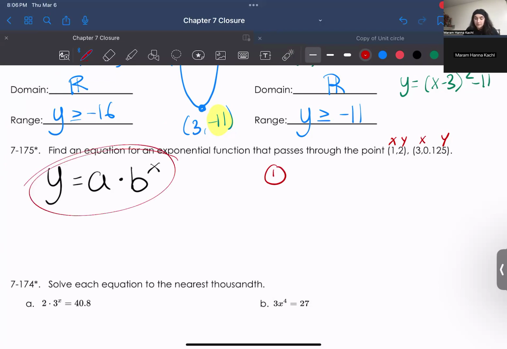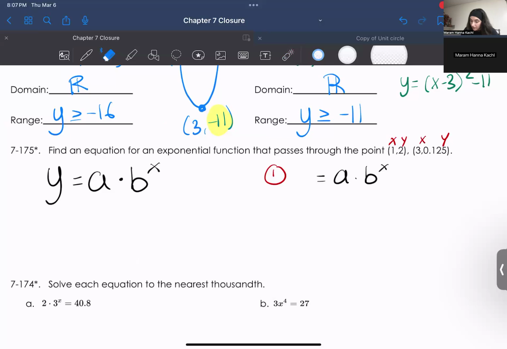Using my y equals a times b to the x, I'm only going to make my replacements for x and y from that circled point. So x should be a 1 and y should be a 2. What should that look like? If I have y equals a times b to the x, and I'm getting rid of the y and making it a 2, and then I'm getting rid of the x and it's going to be a 1. That's my first equation.